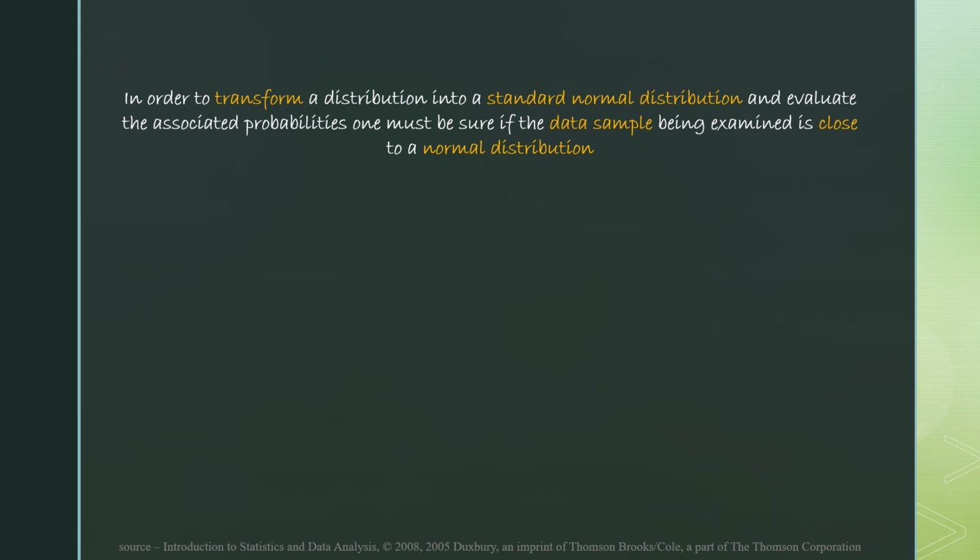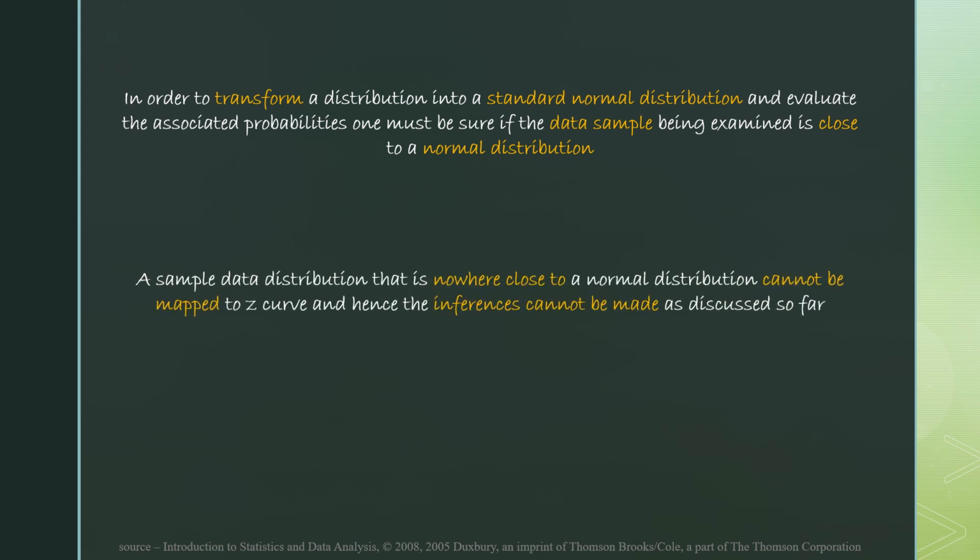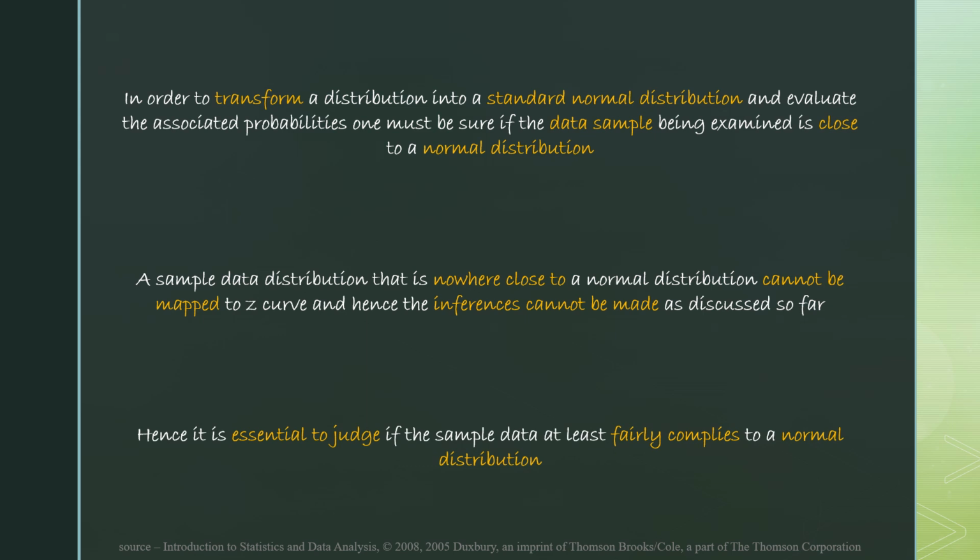In order to transform a distribution into a standard normal distribution and evaluate the associated probabilities, one must be sure that the data sample being examined is close to a normal distribution. A sample data distribution that is nowhere close to a normal distribution cannot be mapped to the z-curve, and hence the inferences cannot be made as discussed so far. Hence, it is essential to judge if the sample data at least fairly complies with a normal distribution.